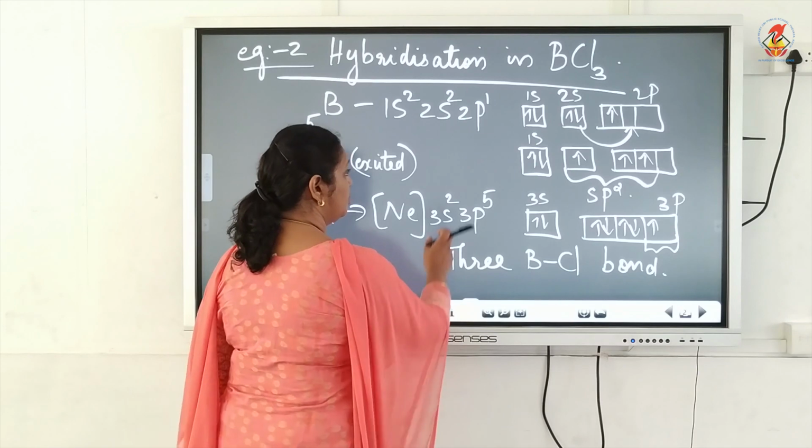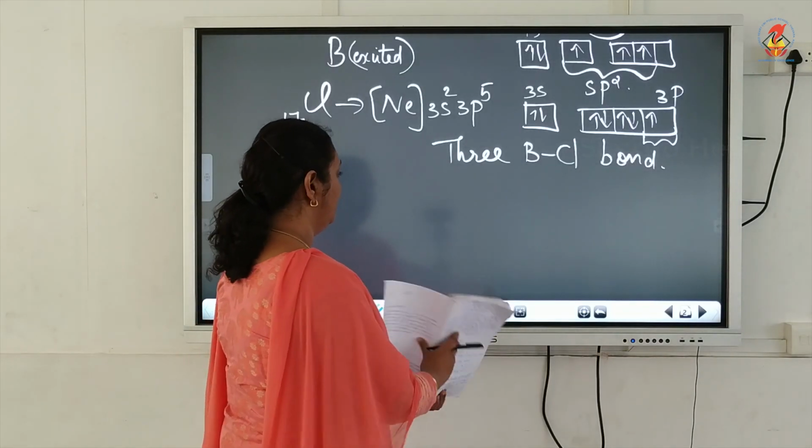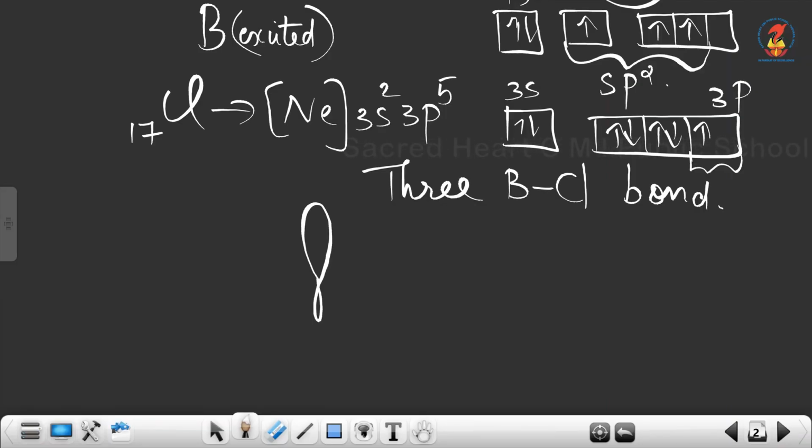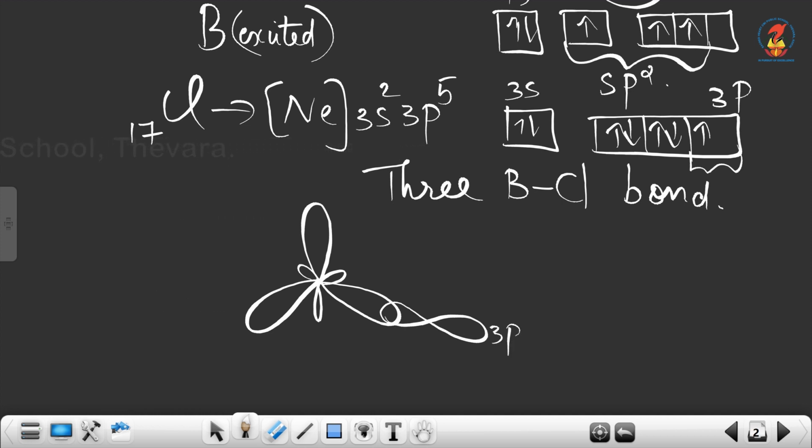So when we draw the hybridization diagram, we have the sp2 hybrid orbitals. Now these are the three sp2 hybrid orbitals of boron. Now each orbital will overlap with the half-filled 3p orbital of chlorine. This is the 3p orbital of chlorine. Now this will overlap with the 3p orbital of another chlorine, and this will also overlap with the 3p orbital of chlorine. So this is the 3p of chlorine.